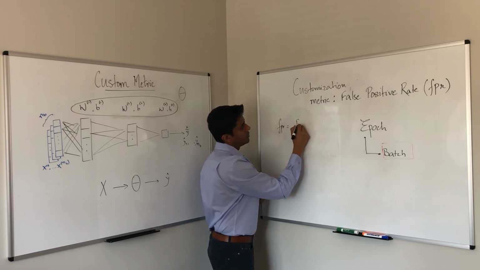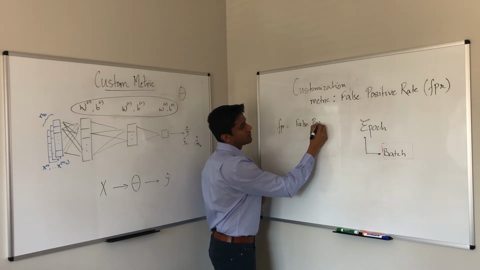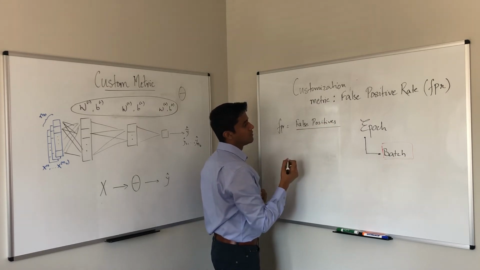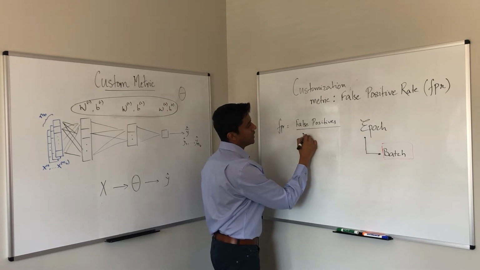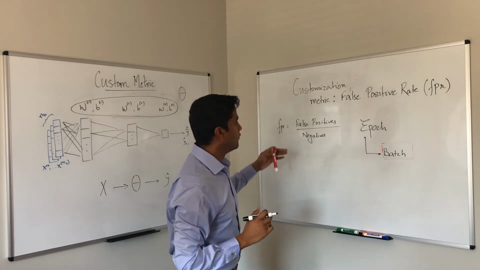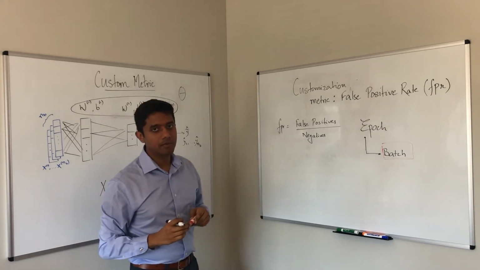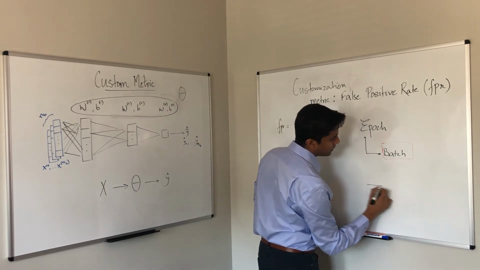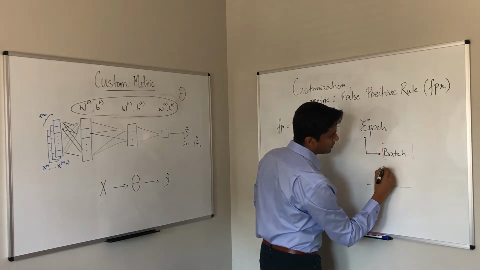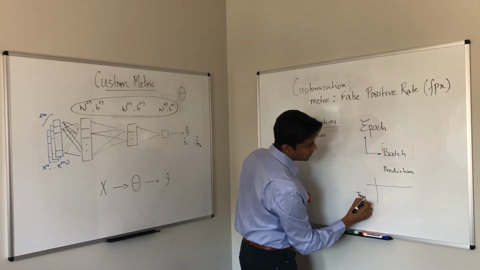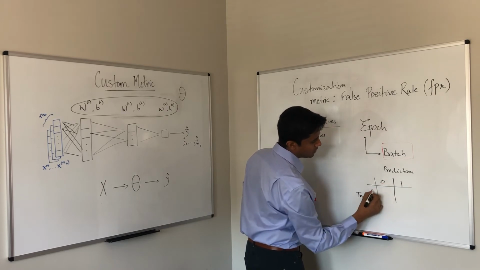FPR is equal to the false positives over the total number of negatives. We went through what false positive and negatives mean in chapter 1, but I'll again mention in context of a confusion matrix, prediction and truth, 0, 1, 0 and 1.